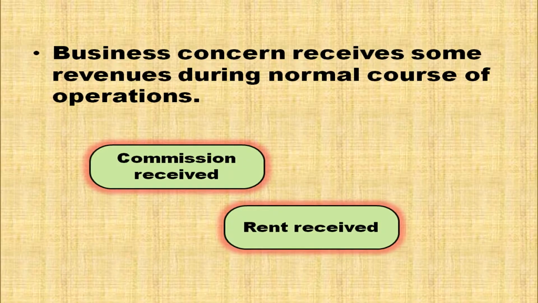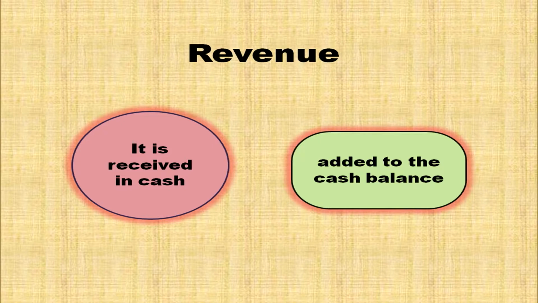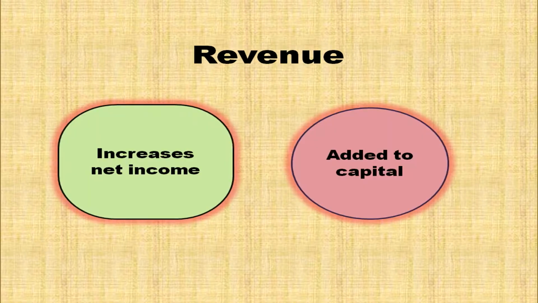Business concern receives some revenue. Just now we have mentioned expenses, so we have to consider revenue also. Business concern receives some revenue during normal course of operations. Which can be the revenue items? Commission received, rent received, etc. can be revenue items. Revenue is received in cash, so it is added to the cash balance. Revenue increases net income, so it is added to the capital.